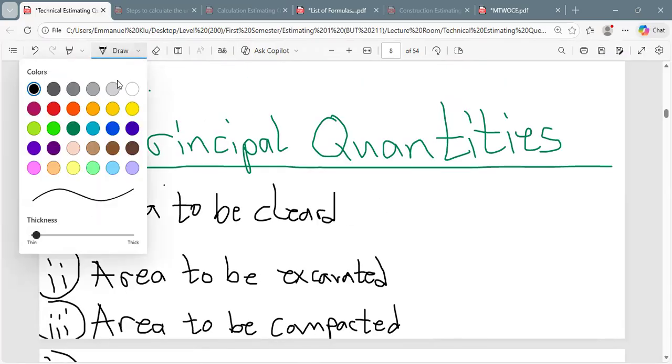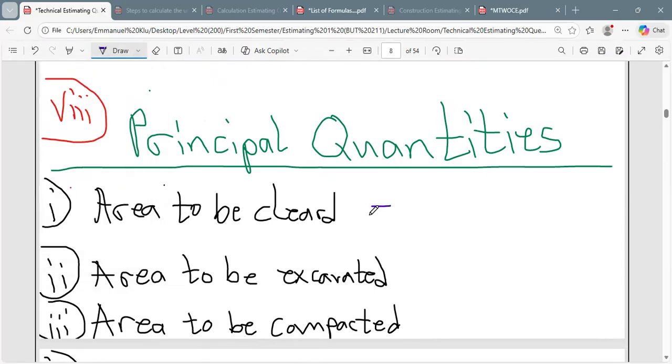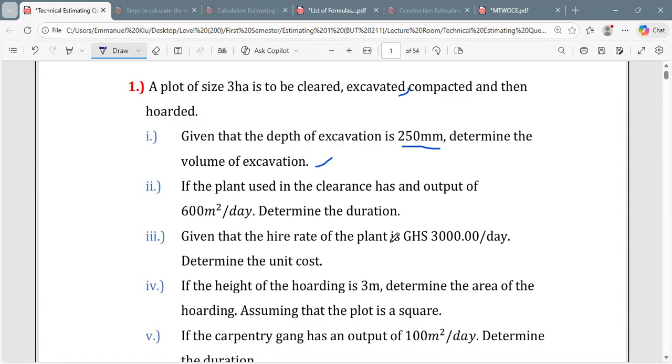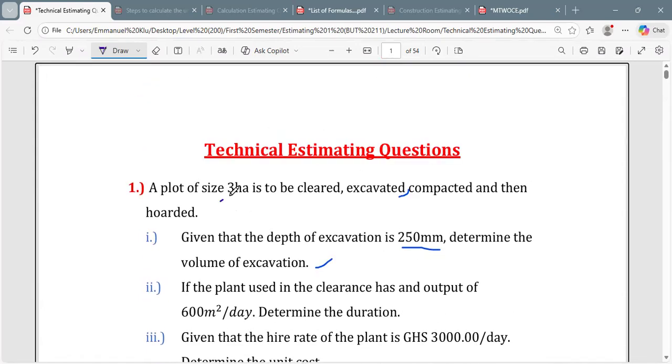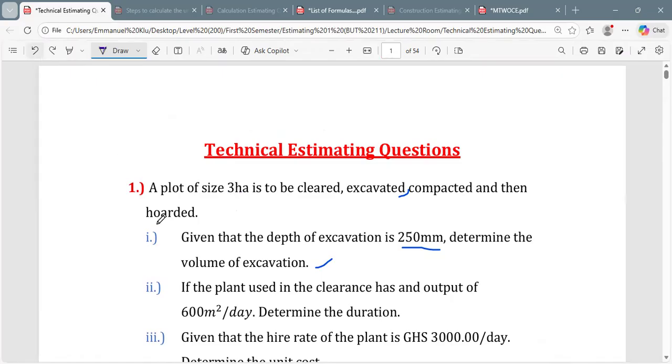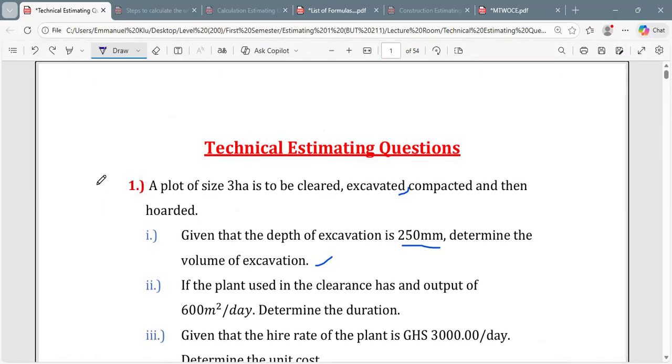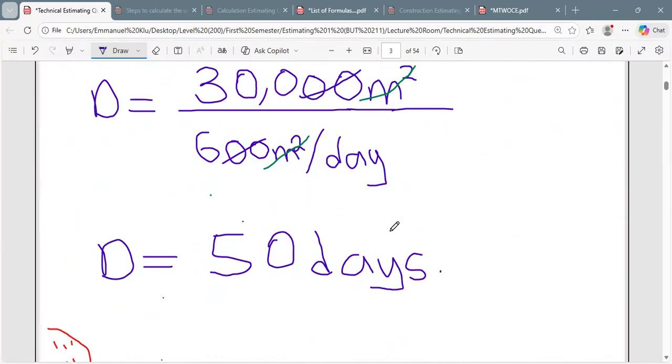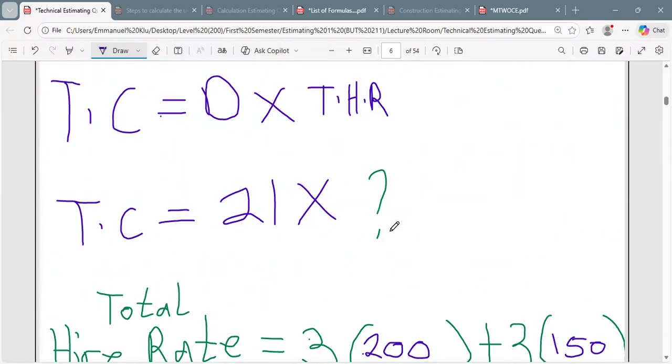So let's key in the values and then let's go. Our area to be cleared is the area of the plot they are talking about, the 3 hectares. If you come to the main question, take note: a plot of size 3 hectares is to be cleared, excavated, compacted, and then ordered. So these are the principal quantities. Let's move to our solution.